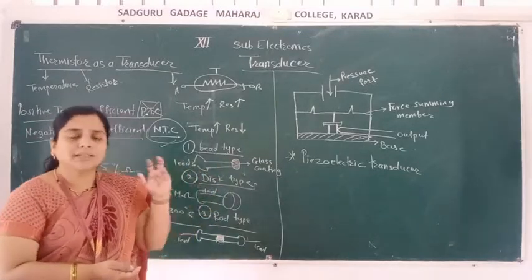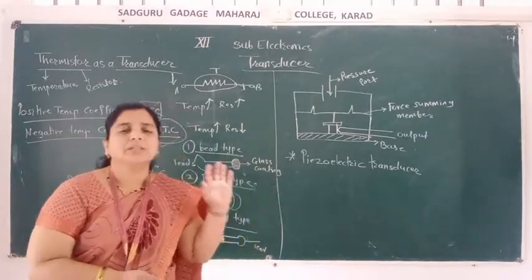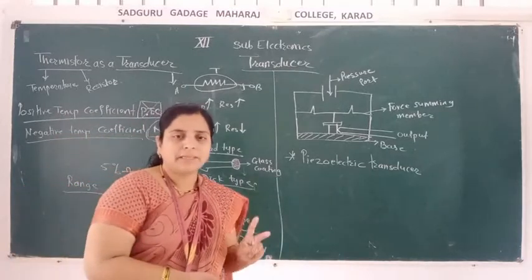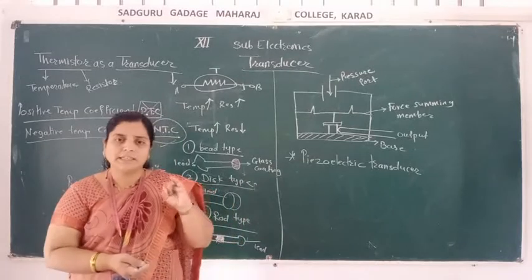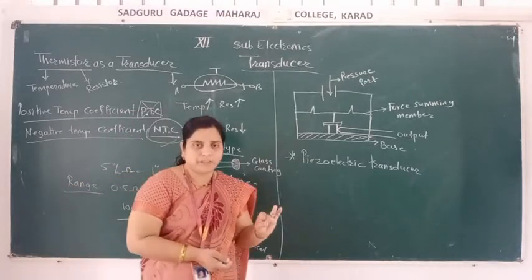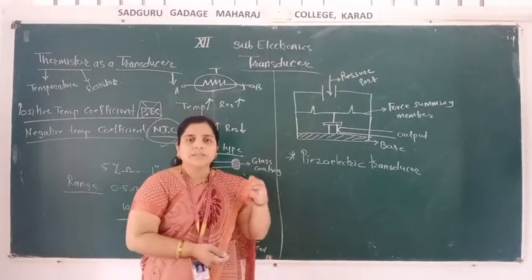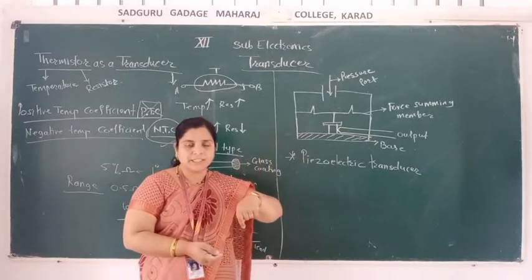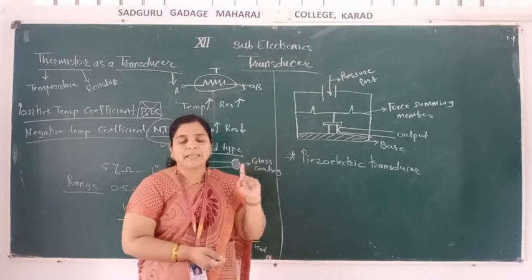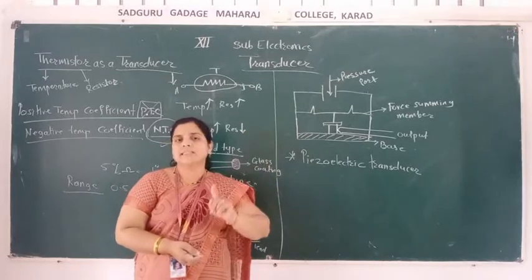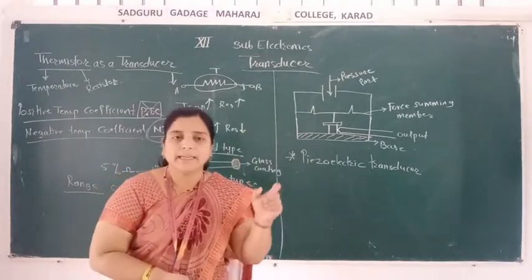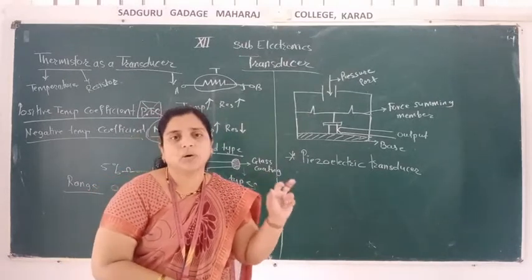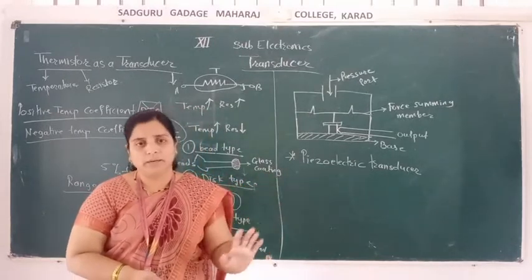Thermistor means what? The resistor which depends on the temperature is called a thermistor. There are 2 types of thermistor, NTC and PTC: negative temperature coefficient and positive temperature coefficient. In negative temperature coefficient, temperature increases, resistance decreases. It's called NTC. In PTC, temperature increases, resistance also increases. But a thermistor as a transducer acts on the principle of NTC only.